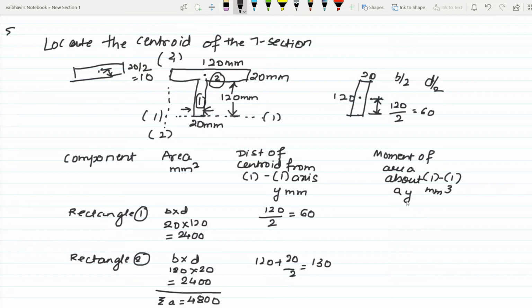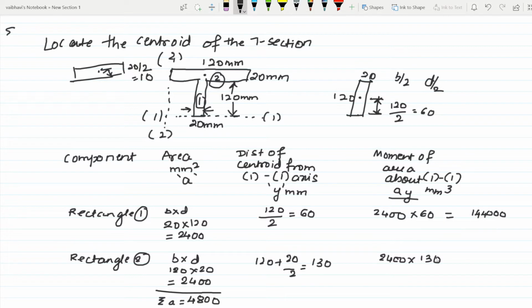Now AY means the product of A and Y. This is A and this is Y. So AY is 2400 into 60 and this is 2400 into 130. So we have to find the product, that is AY. How much will we get?